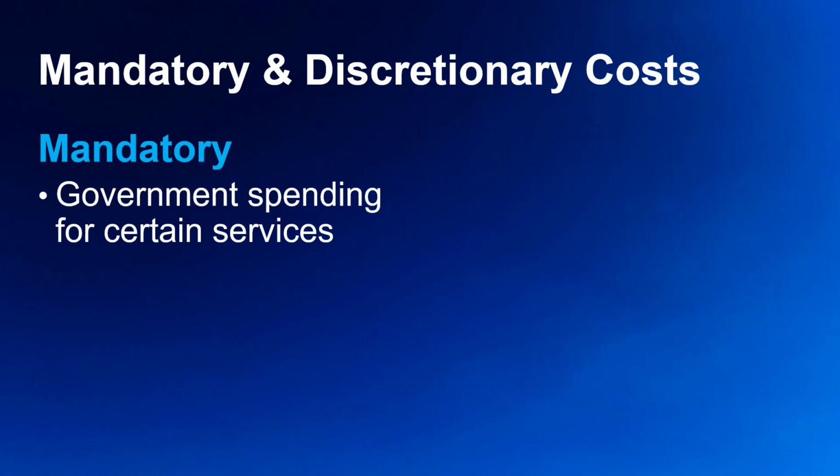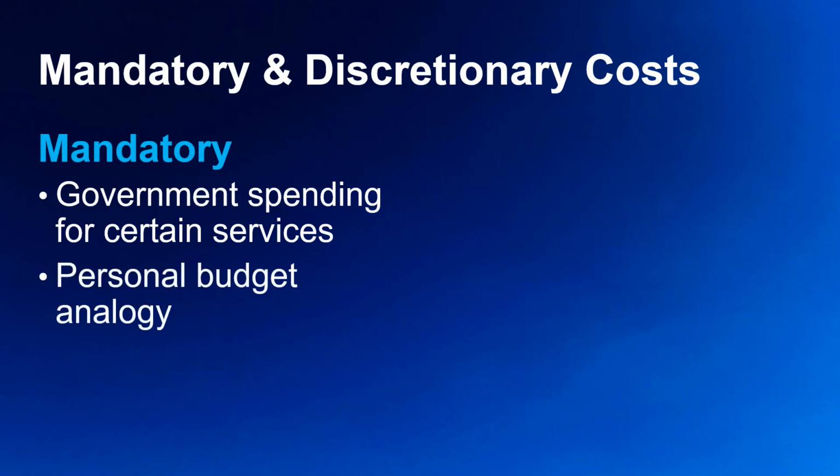If you put this in personal terms, your personal budget has items like food, power, house payment, rent, phone, which are usually considered mandatory. If you don't pay for them, bad things will happen. You lose your house, car, you starve, or worse.